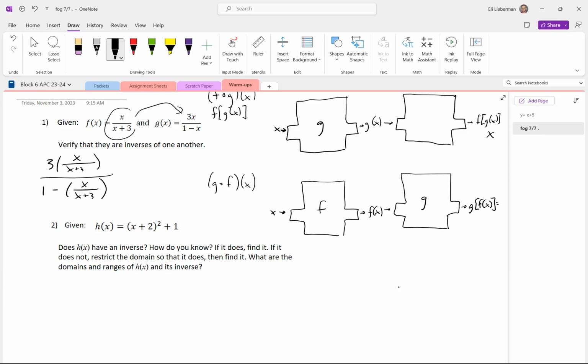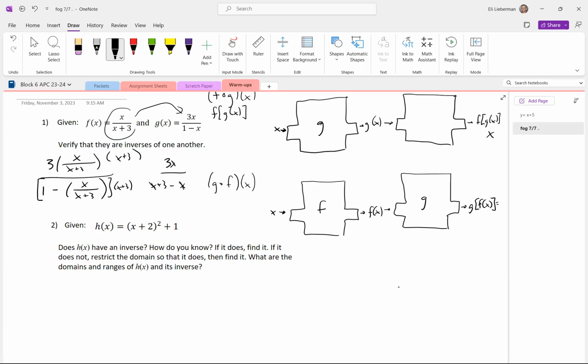Yeah. Okay, what do I do next? Multiply top and bottom by x plus 3. Are we okay with simplifying? If it's a complex fraction, let's uncomplexify it. Multiply top and bottom by x plus 3. And of course, here I'm going to have to distribute. On the top, I'm left with 3x. On the bottom, I'm left with x plus 3 minus x, which very quickly becomes 3, doesn't it?